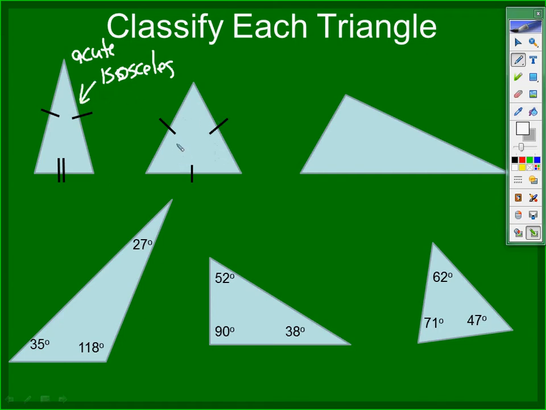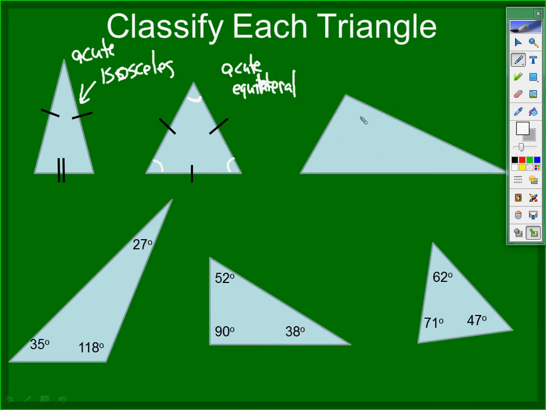If I look at my next triangle, I have one tick mark on each of the three sides, which tells you all three sides are congruent. If the three sides are congruent, the three angles are also congruent. And they are all acute. This is an acute equilateral triangle.